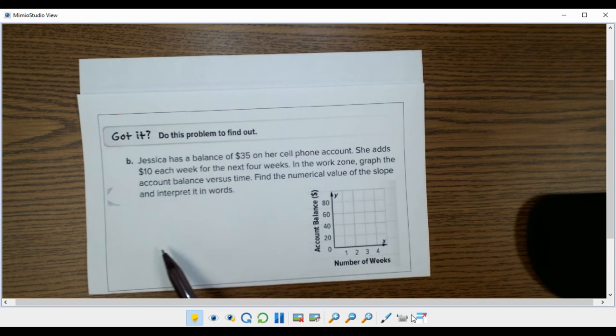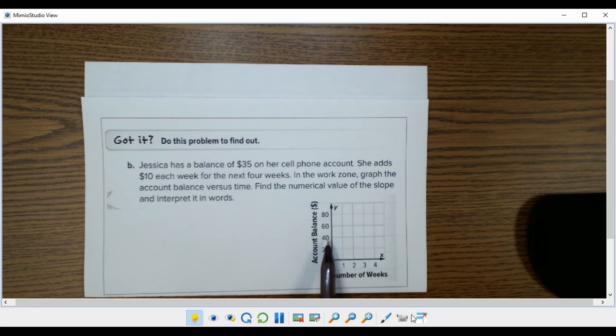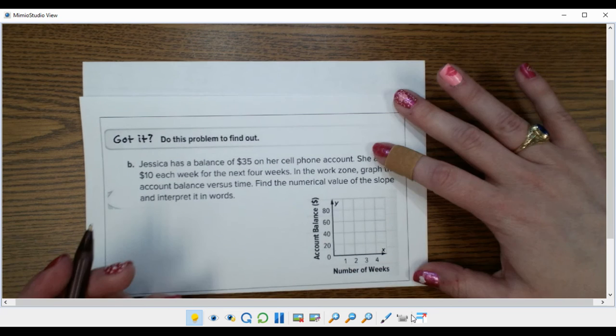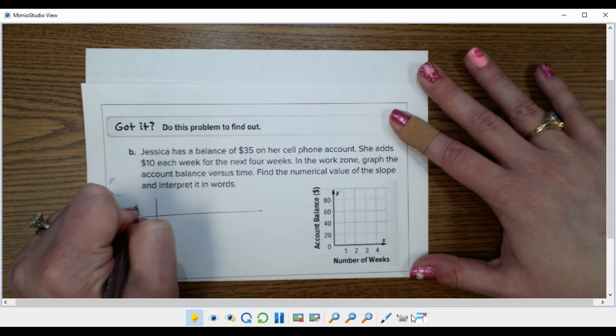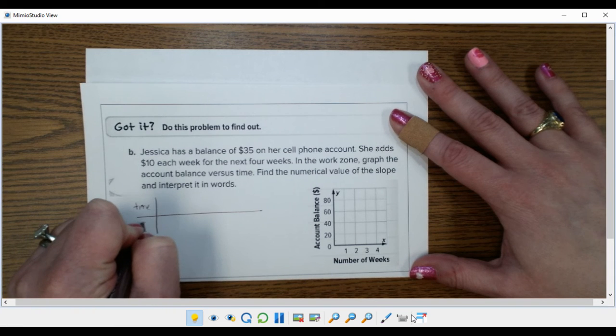Down here, graph the account balance versus time. So here's your time, and here's your account balance, or how much you have to spend. Find the numerical value of the slope and interpret it in words. Okay, so let's make ourselves some numbers here to graph. So this is going to be time, and this is going to be money.